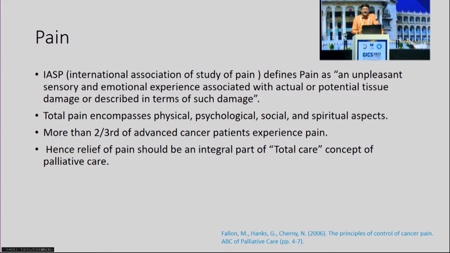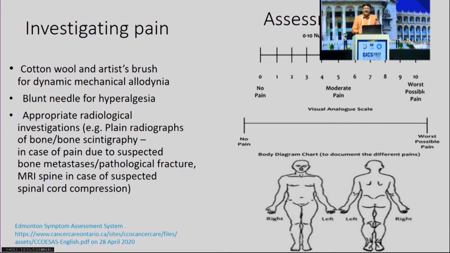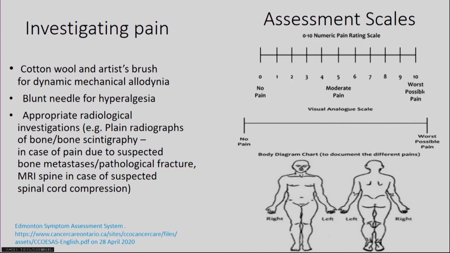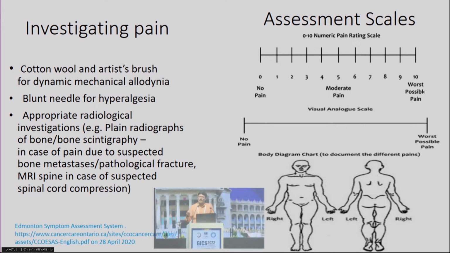As already discussed, pain is crucial in managing patients. Relieving the pain is an integral part of the total care concept of palliative care. We can use different pain scales and different methods to control the pain. If it is mechanical allodynia, we can use cotton wool or an artist brush. With this we can control the symptoms.